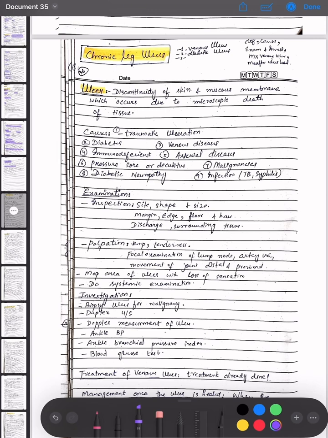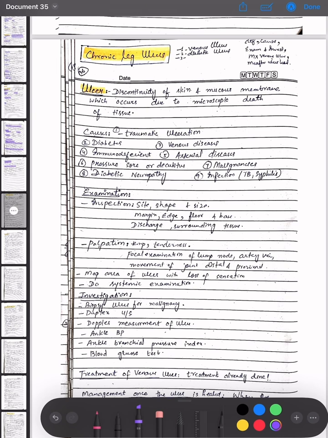Okay, so starting from chronic leg ulcers, what we will be discussing in this chapter: we will discuss the definition, the causes, examination and investigation, management of venous ulcers, and what is the management after you have healed ulcers. Then we will discuss the venous ulcers and the diabetic ulcers.